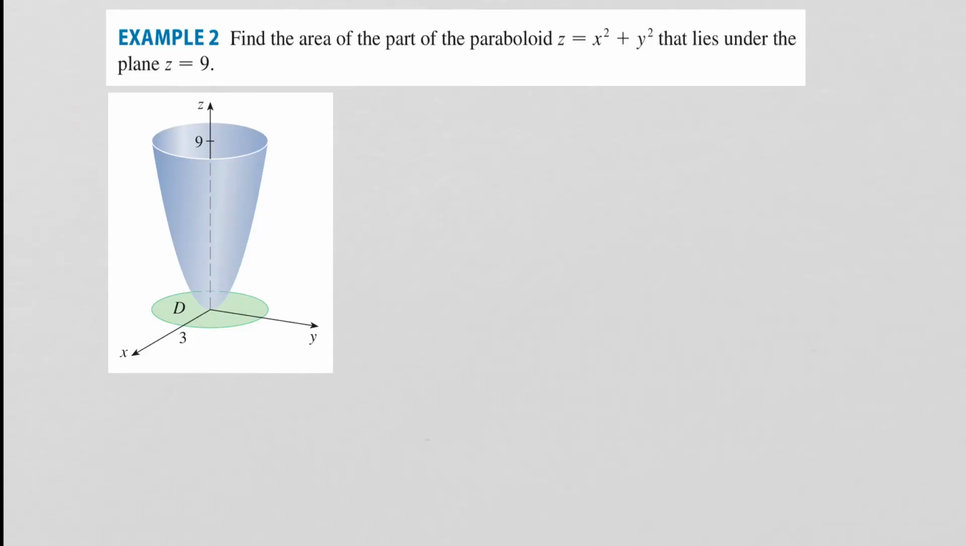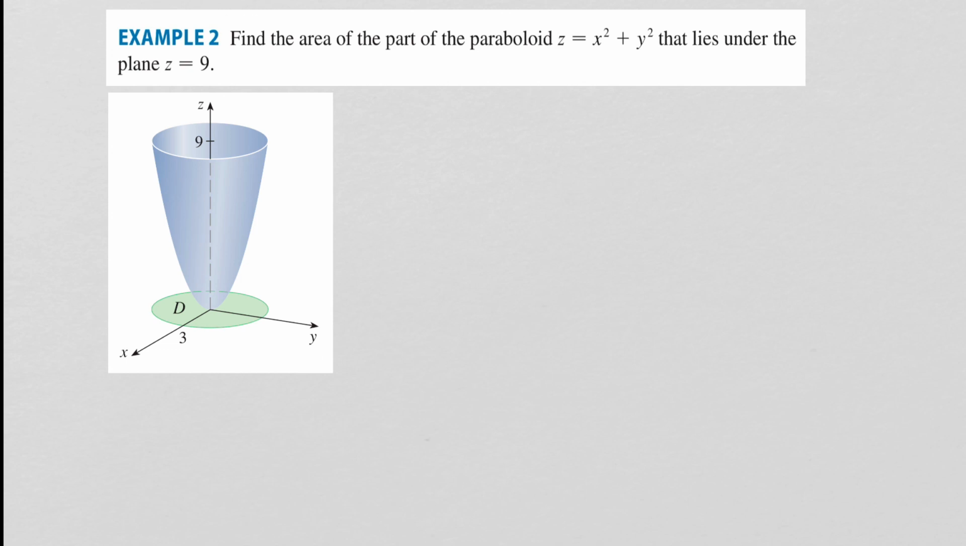In our second and final example here, we want to find the area of the part of the paraboloid z equals x squared plus y squared that lies under the plane z equals 9. So the paraboloid here, you can see in this graph, z equals 9 is a horizontal plane that intersects this graph, and the projection down onto the xy plane of that intersection is a circle of radius 3.